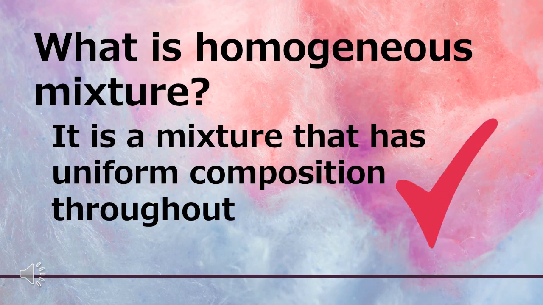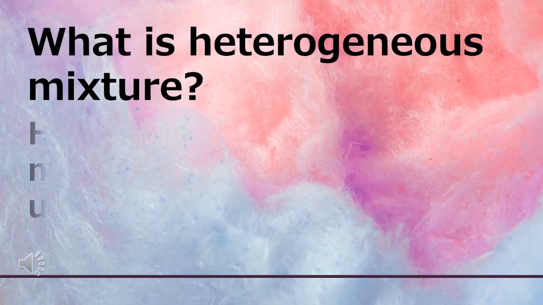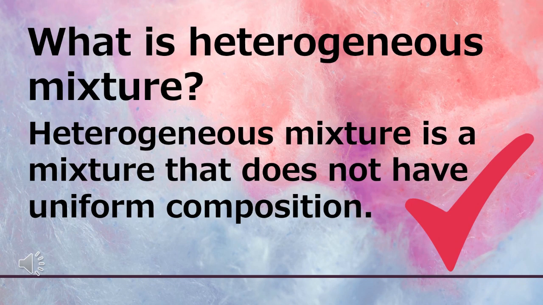Okay, class, before we go on to our lesson, let's have a short recap about our previous lesson about homogeneous mixture and heterogeneous mixture. Now, what is homogeneous mixture? If you answer that, it is a mixture that has uniform composition throughout, you are correct. What is heterogeneous mixture? If you answer that, heterogeneous mixture is a mixture that does not have uniform composition. You are correct.